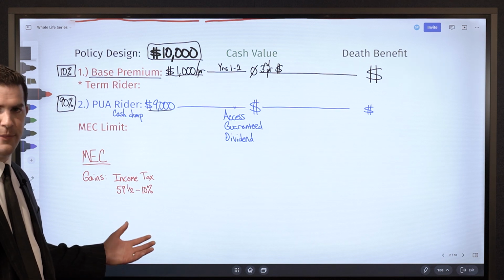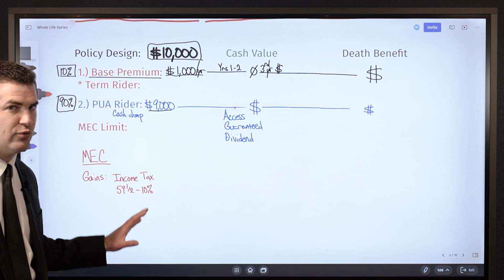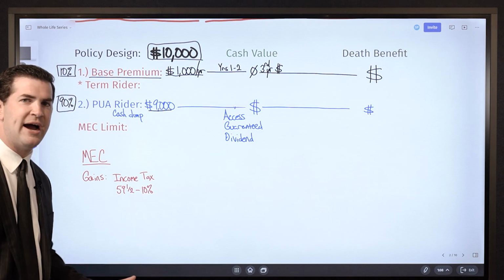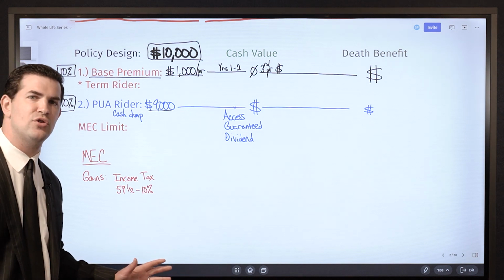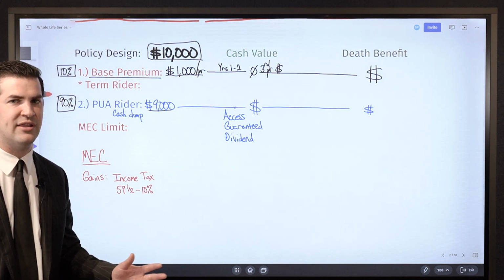Now there's more information on this. I would check out our MEC video where we go through that in full detail if you'd really like to understand that. But if you just want the highlights, we do not want our life insurance policy to become classified as a MEC if we want to have access to the cash value.